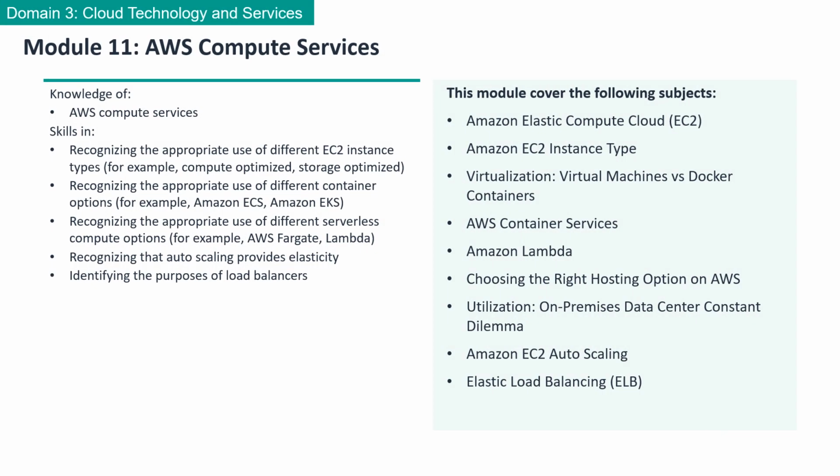Welcome to Module 11, AWS Compute Services. In this module, we will cover the following subjects: Amazon Elastic Compute Cloud or EC2, Amazon EC2 instance types, virtualization, comparing virtual machines versus Docker containers, AWS container services, AWS Lambda, choosing the right hosting option on AWS, utilization, the constant dilemma in an on-premises data center, Amazon EC2 Auto Scaling, and Elastic Load Balancing or ELB. Let's get started.